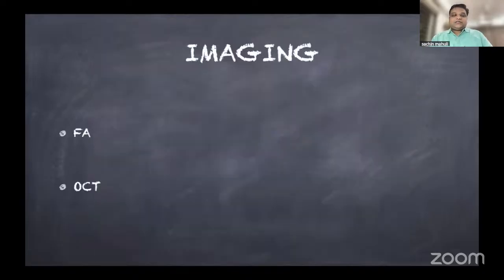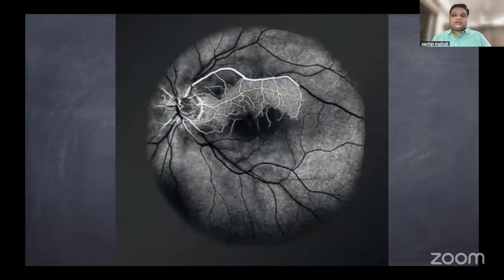So how do we image these patients? Imaging has a very limited role in prognosticating or in diagnosis. Mainly, it is a clinical diagnosis. We don't have to spend too much time on imaging. However, fundus fluorescein angiography will tell us whether the cilioretinal artery is intact, and by looking at the perfusion of the macula, we can definitely prognosticate.